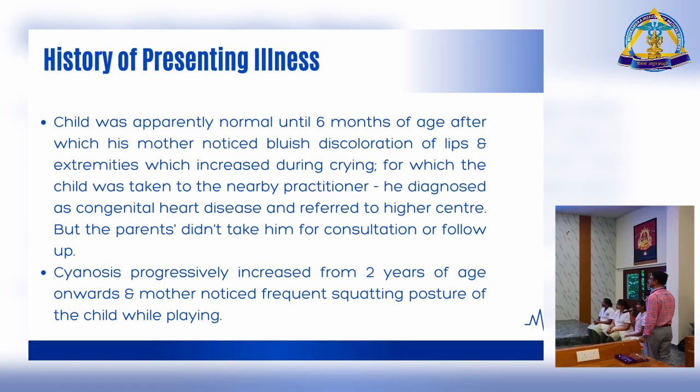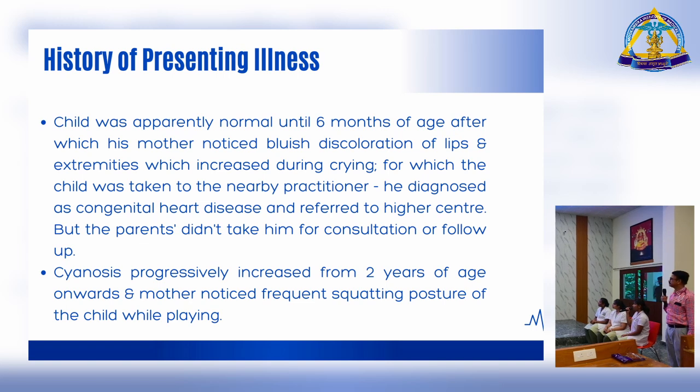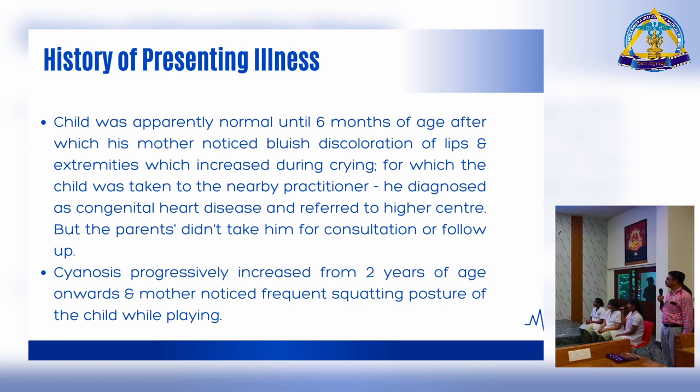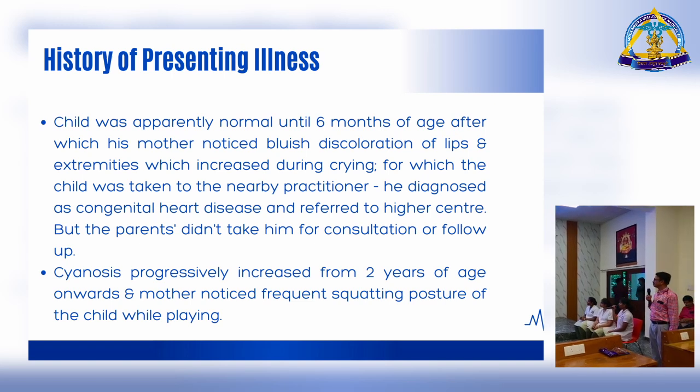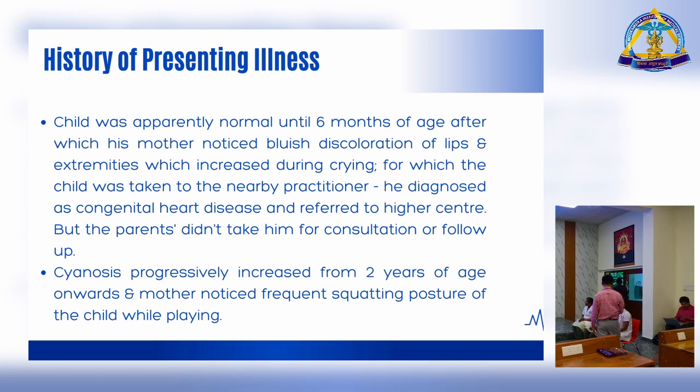History of presenting illness. Child was apparently normal until 6 months of age, after which his mother noticed bluish discoloration of lips and extremities, which increased during crying, for which the child was taken to the nearby practitioner. He diagnosed congenital heart disease and referred to a higher center, but the parents didn't take him for consultation or follow-up. Cyanosis progressively increased from 2 years of age onwards, and mother noticed frequent squatting posture of the child while playing. Okay, this child is having breath holding spell.